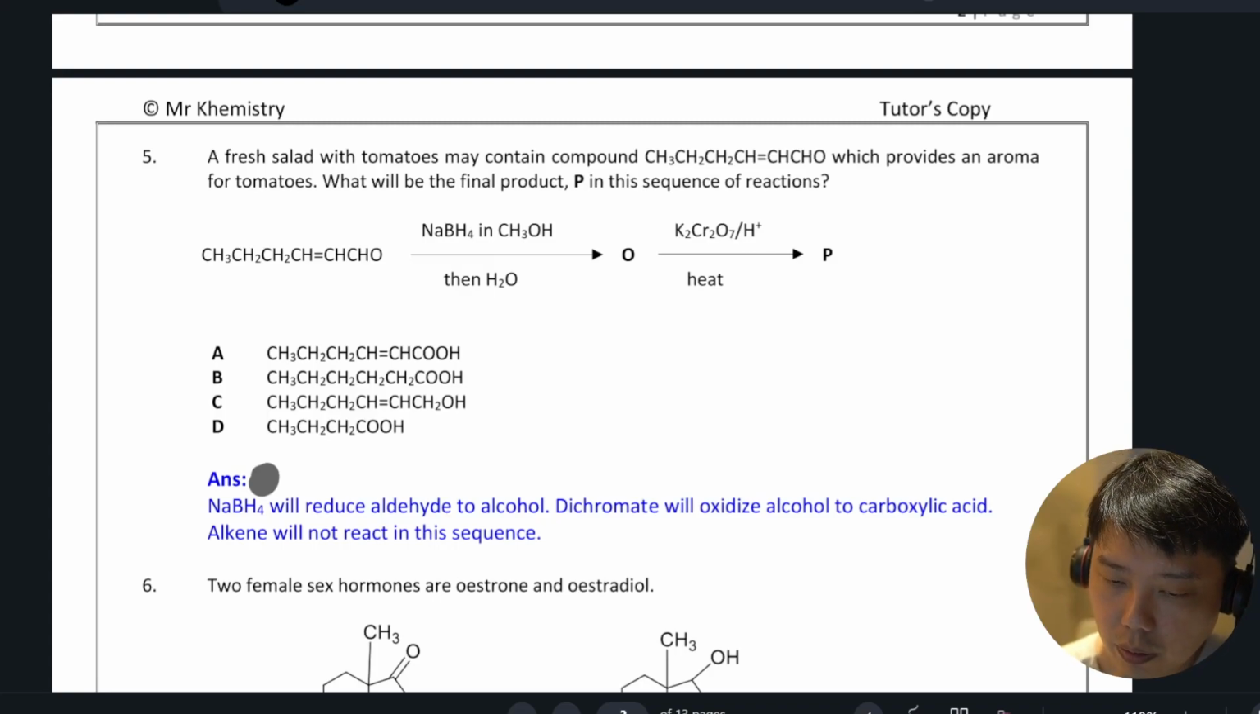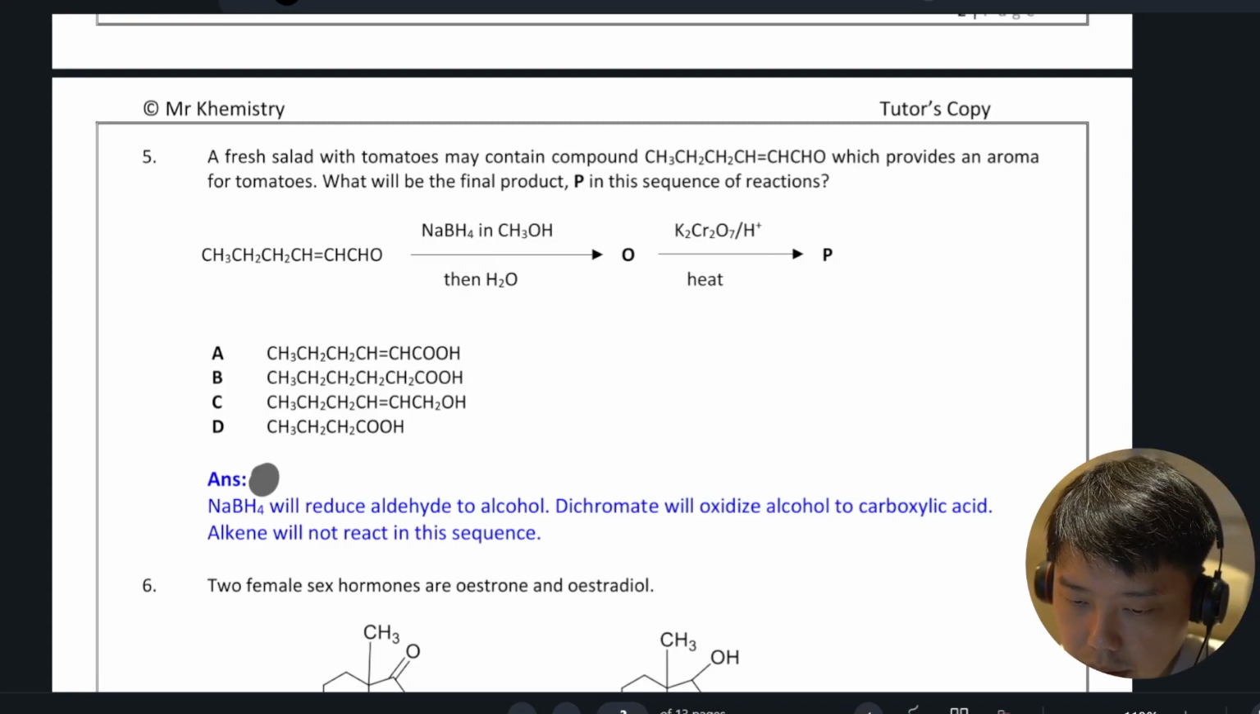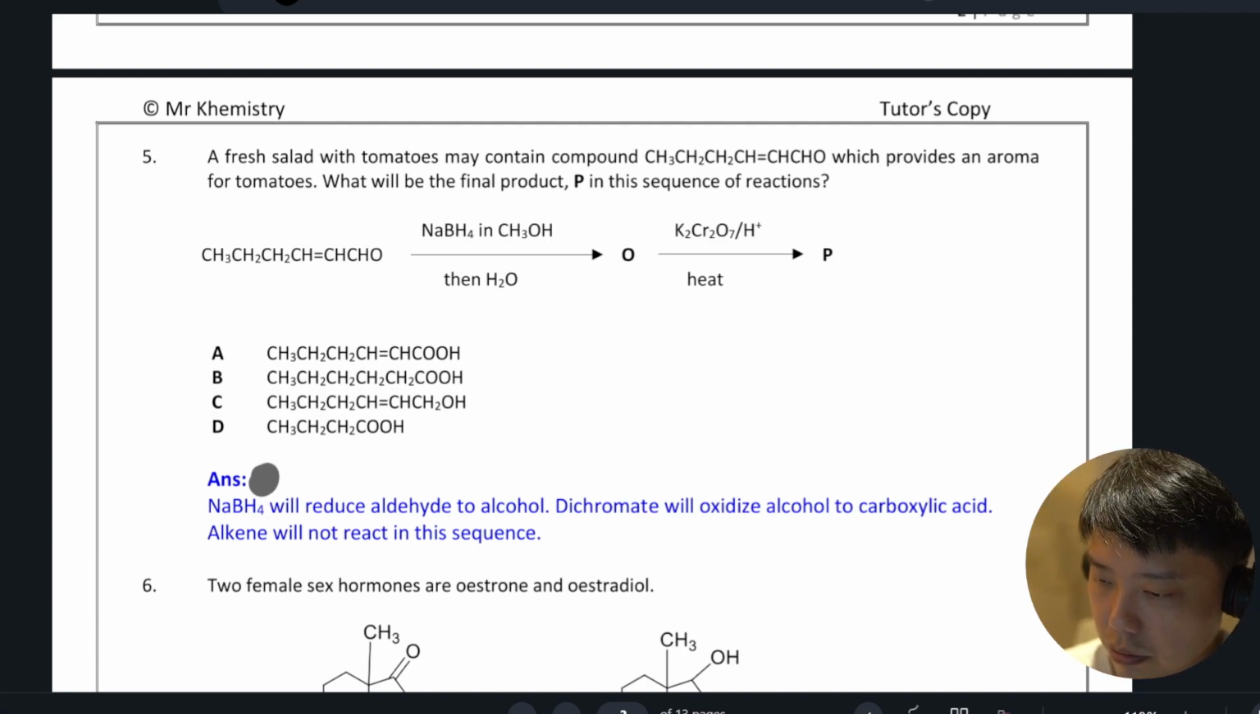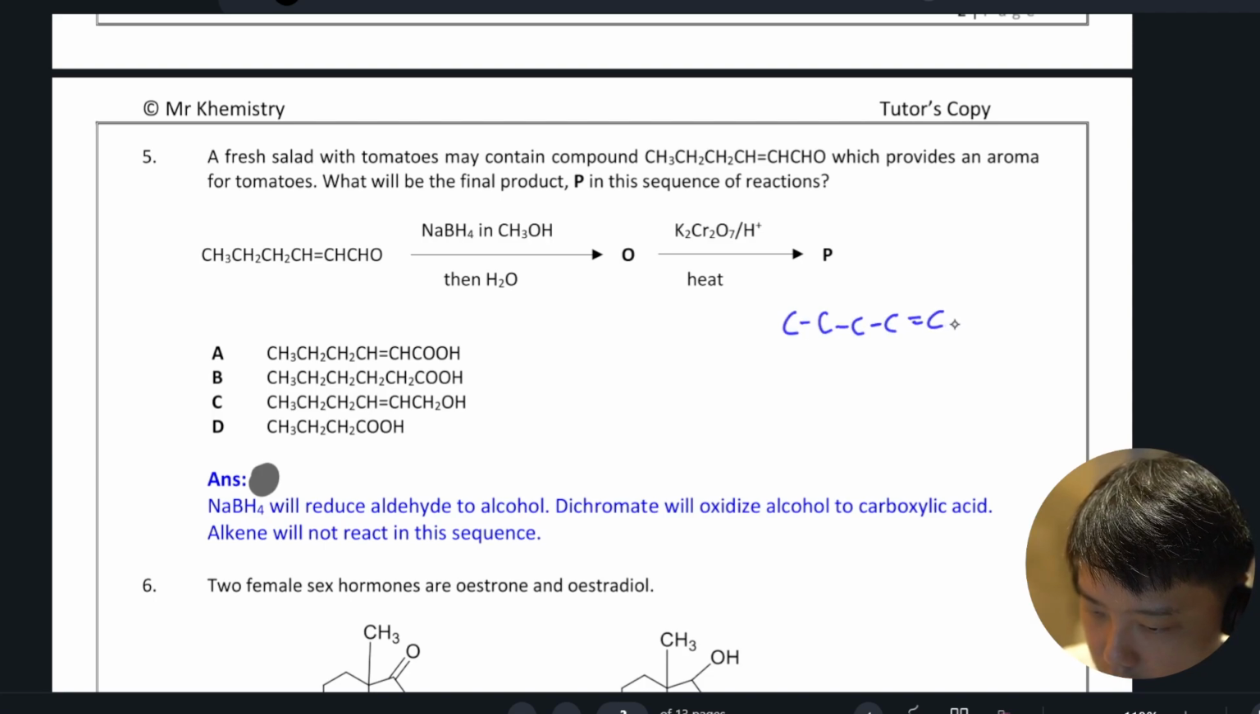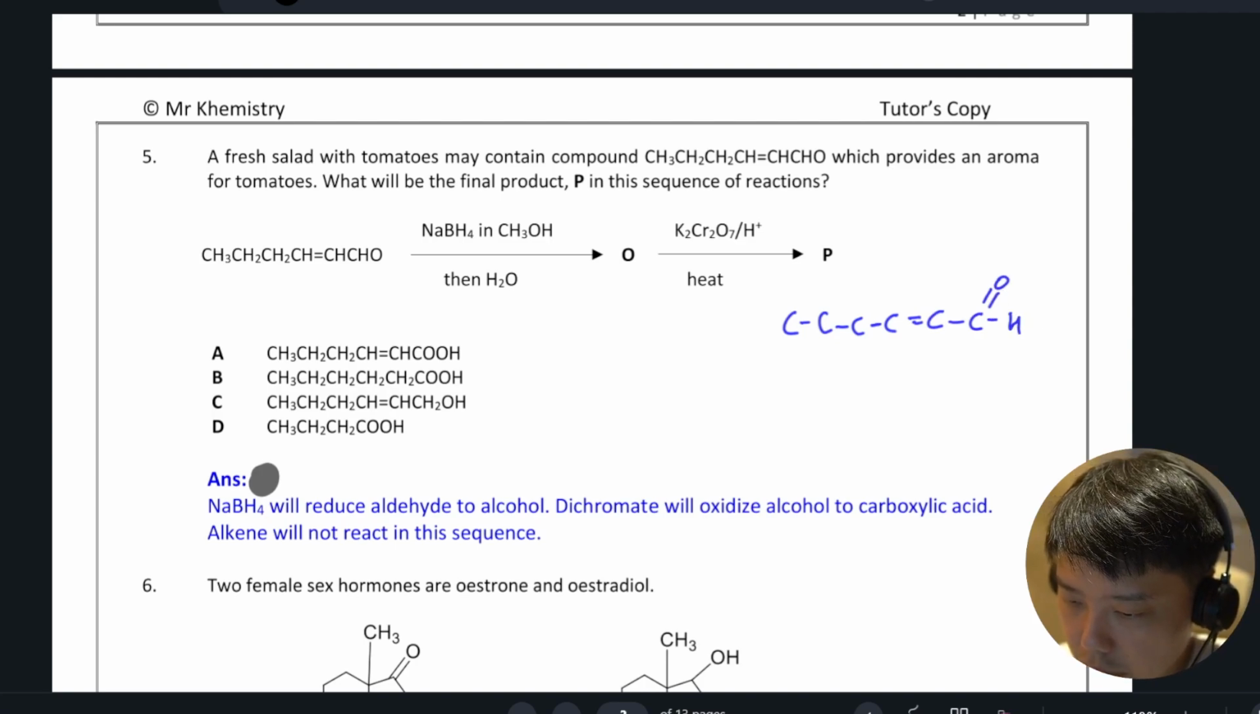Okay, now let's look at question 5. A fresh salad with tomatoes may contain the compound. So this compound here, just sketch it out: C, C, C, C, double bond C. So what do we have here? We have an alkene and an aldehyde.